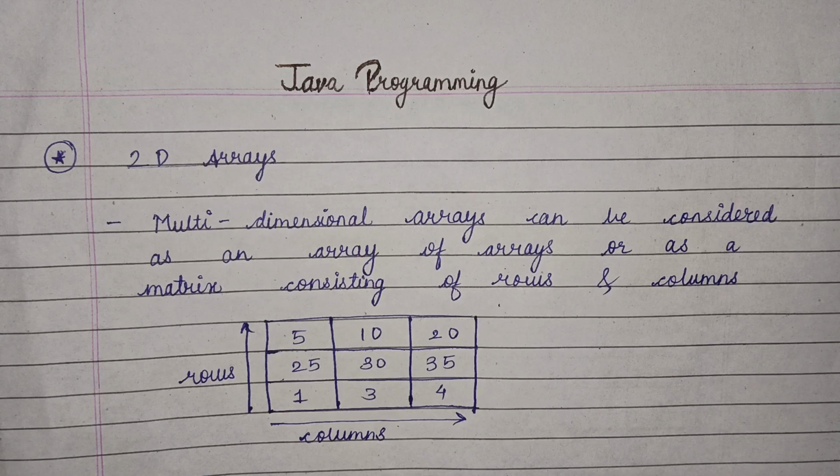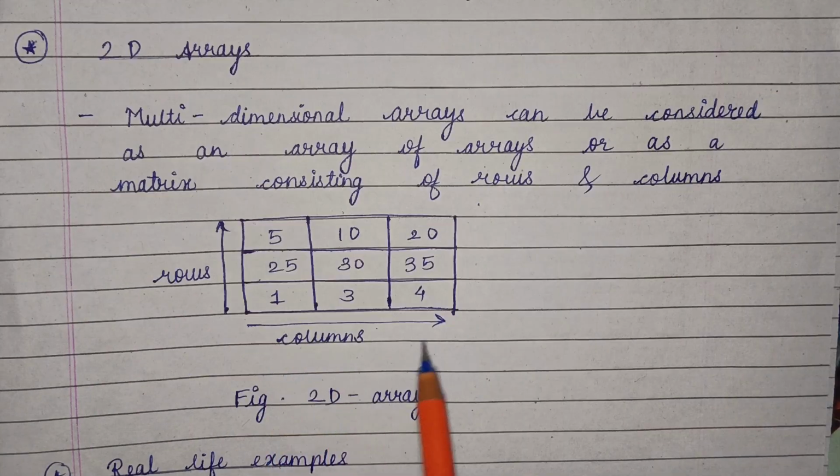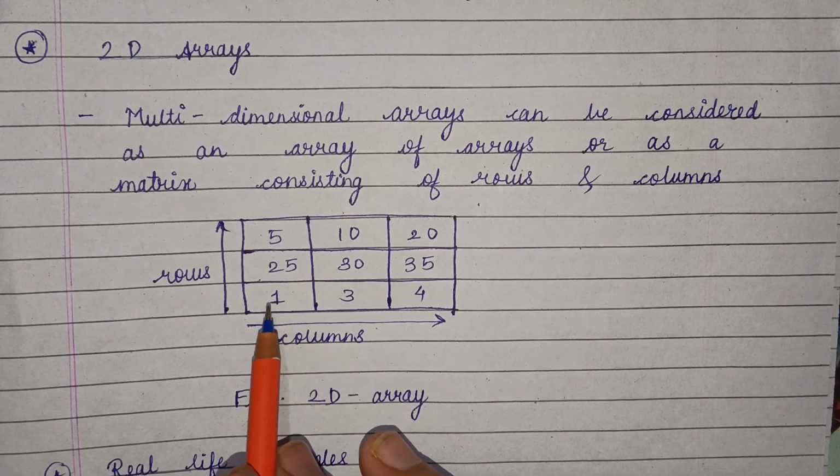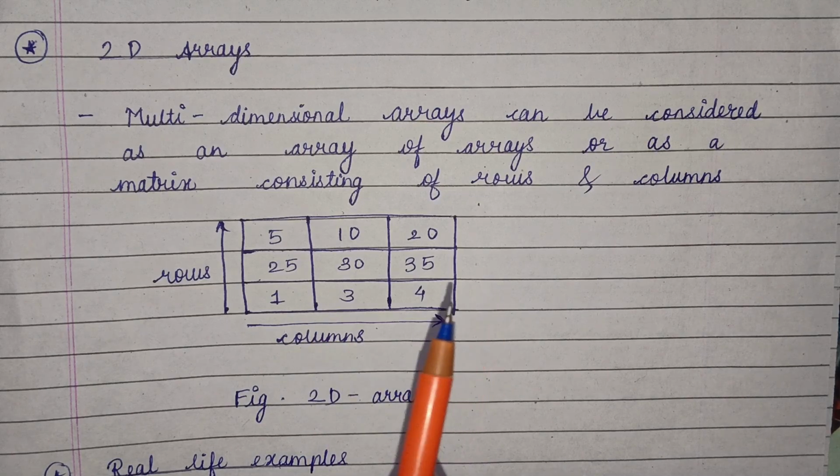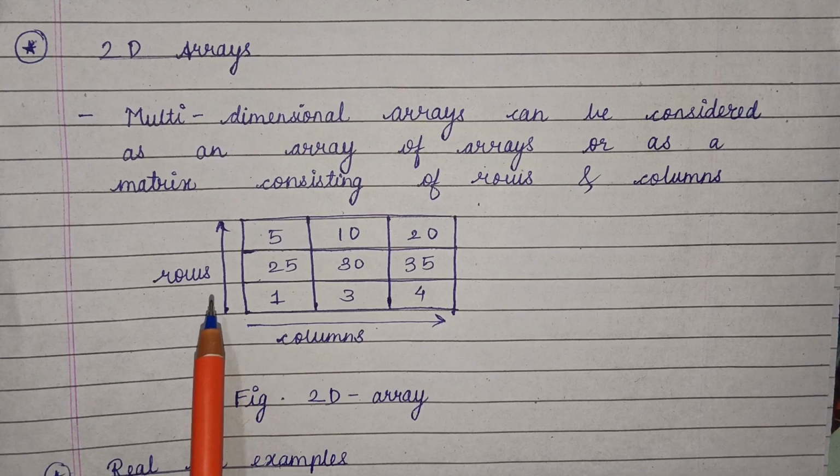It is a kind of matrix where we store our data in the format of rows and columns. You can see this figure. This is the 2D array figure, and internally the data is stored in the matrix format. There are rows and columns. So this is the figure of a 2D array.